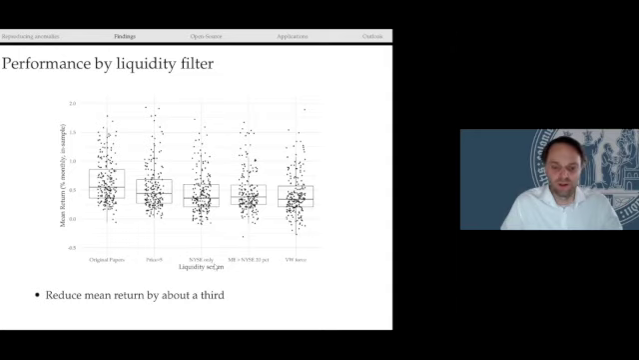When you screen for stocks that are listed at the New York Stock Exchange only, the return is even a bit lower, and the median return is a bit lower. When you screen for stocks with market equity above the 20th percentile of New York Stock Exchange, the return is also a bit lower than in the original papers. When you look at value-weighted returns only, or when you value-weight all the signals, you also get lower returns than when you do what the original papers do. And remember, most of the original papers do equal weighting. So overall, these liquidity filters reduce the mean returns by about a third.